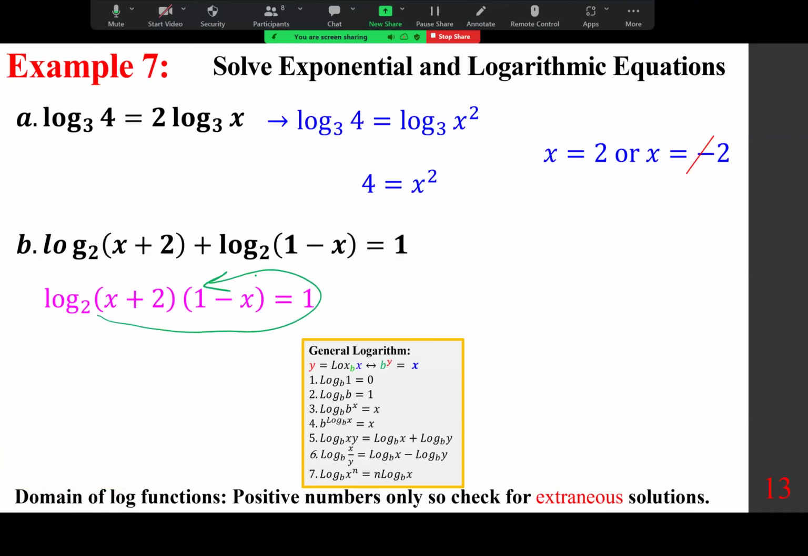Going this way, that means 2 to the power of 1 is the product of x plus 2 and 1 minus x. Now, if we multiply these two, if you multiply the x, you get x minus x squared. If you multiply the 2, you get 2 minus 2x, and the negative 2x and positive x, they combine to give us negative x.